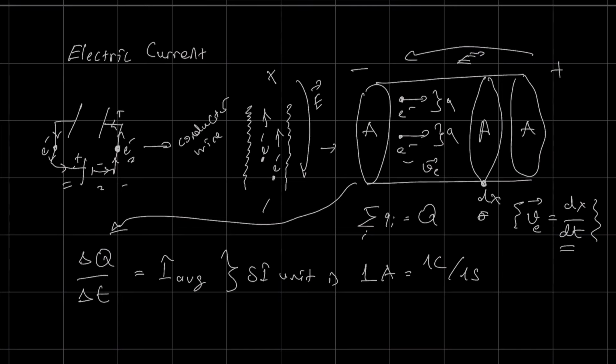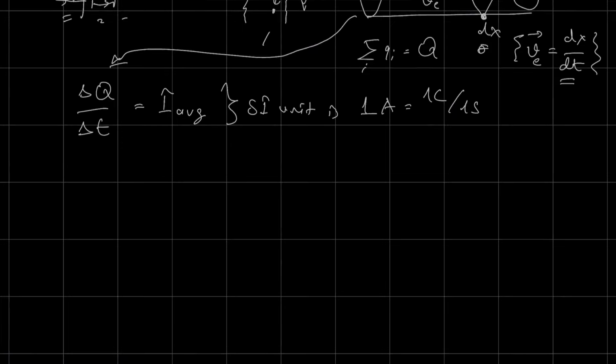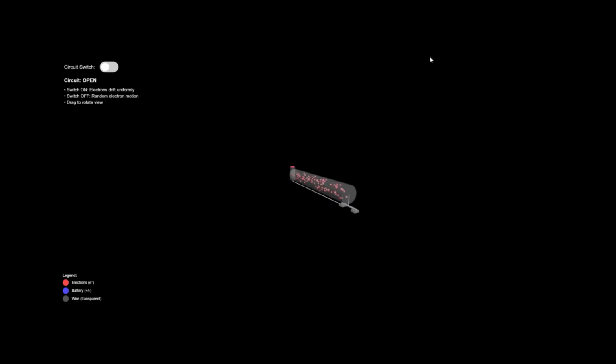The SI unit of current is the ampere, and 1 ampere is defined as 1 coulomb of charge passing through a cross-section per second. Here we see a transparent cylindrical wire connected to a battery and a switch. Inside the wire, tiny electrons are moving. When the switch is closed, the battery creates an electric field inside the wire. This field pushes the electrons so that they drift together in one direction, opposite to the field. This organized movement of electrons is what we call electric current.